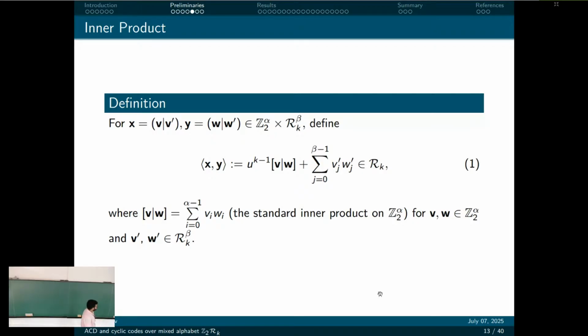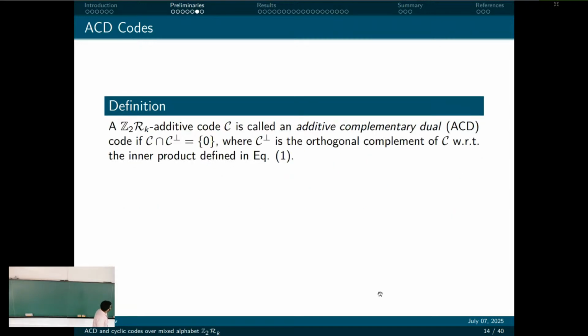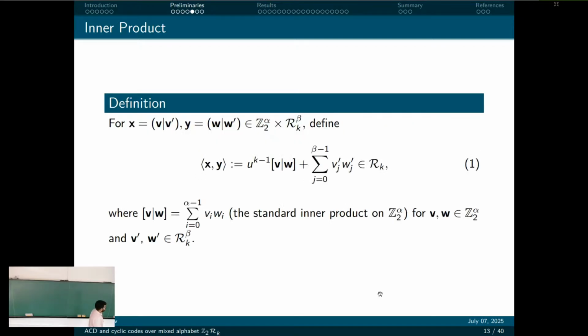Then we define an inner product on Z2^alpha cross R_k^beta. We take two elements x and y from Z2^alpha cross R_k^beta and we define the inner product like this: u^{k-1} times the Euclidean inner product of v and w, plus the dot product of v prime and w prime. Then we define the ACD codes. A Z2R_k additive code C is said to be an additive complementary dual code, or ACD code, if C intersects its dual trivially, like we see in LCD codes, and the inner product is as in the equation we have written.